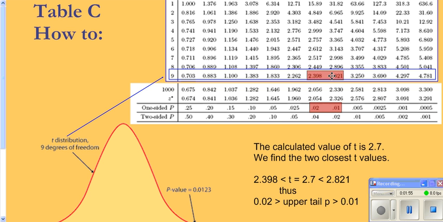Now, if you're dealing with a one-tail test or a two-tail test, you go straight from there and you go straight down until you get to your p-values. If you're dealing with a one-tail test, your p-values would be between 0.01 and 0.02. Or, since you could be dealing with a two-tail test, you'd have to double that, and that's where the two values down here come from.